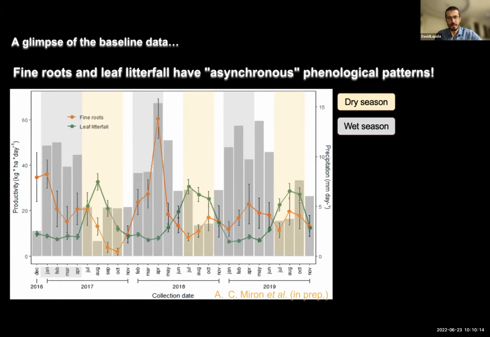But please don't misinterpret this graph, because the green line there is litter fall and not leaf flushing, okay? So it's not that it's asynchronous. In fact, they are synchronous. The shedding of leaves and the reduction of the fine root stock in the soil across seasons there. And it gets reduced, especially during the dry season.